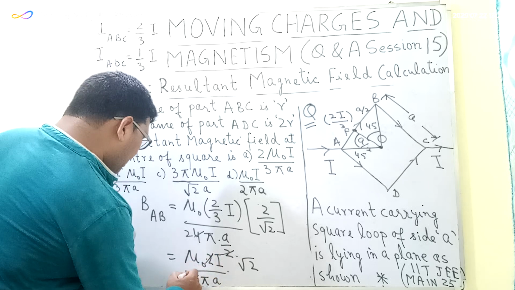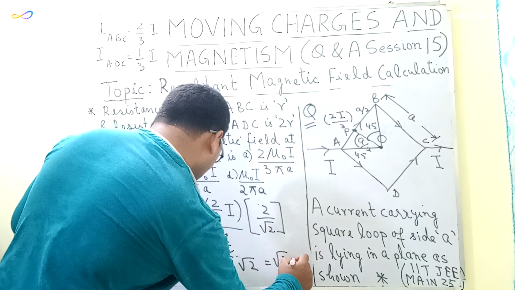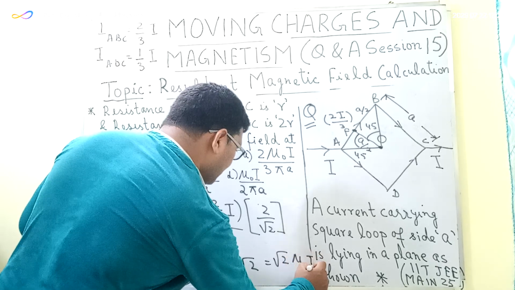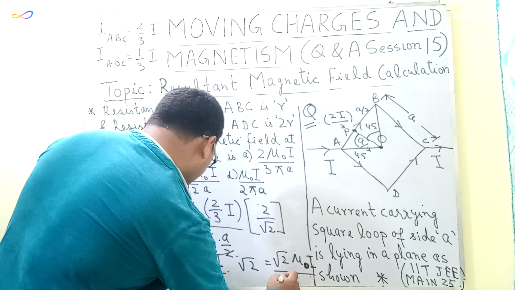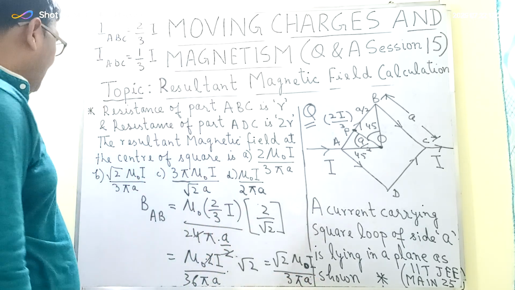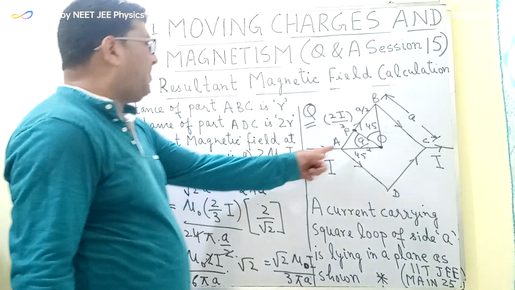So this is equal to root 2 mu naught I divided by 3 pi a. So this is the value of the magnitude of the magnetic field due to the part AB.